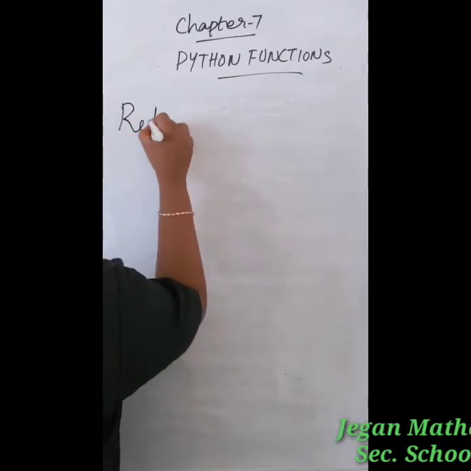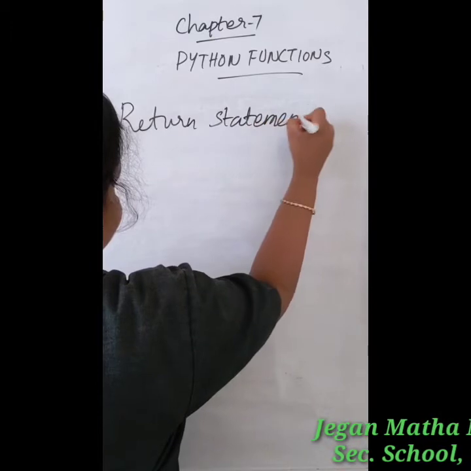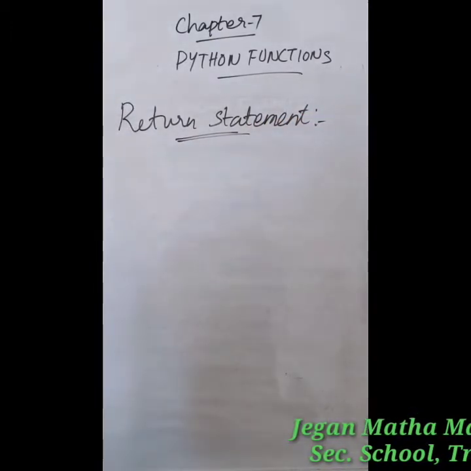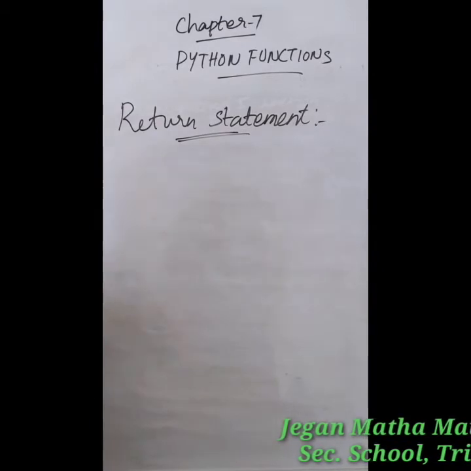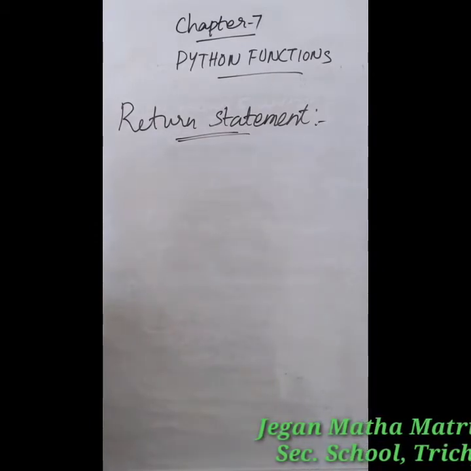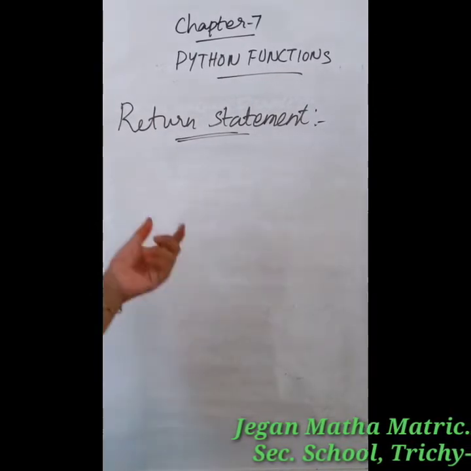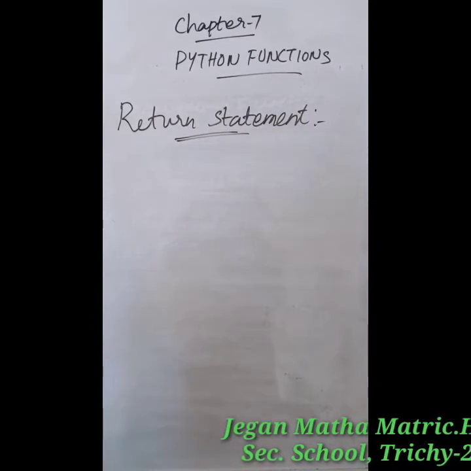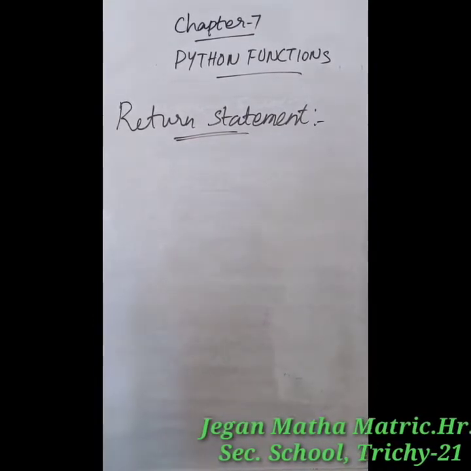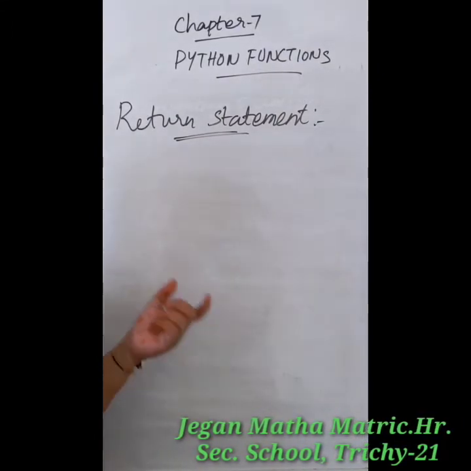Return statement. Here already we know that if we use a return and we didn't mention anything in the return statement, it produces the None result. Now let us see here what is the use of a return statement. The return statement causes a function to exit. So this statement is used to exit and return a value to its caller.